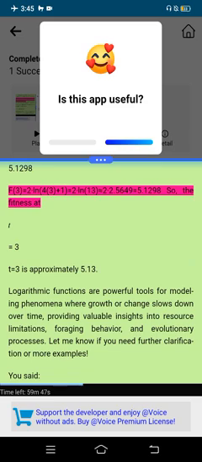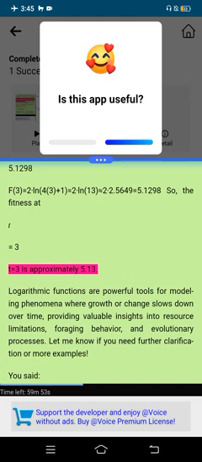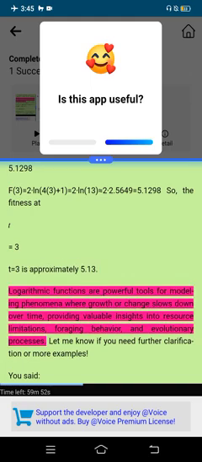F(3) equals 2 times 3 plus 1 equals 2. Logarithm of 13 approximately equals 2.5649. Times 2 equals 5.1298. So the fitness at t equals 3 is approximately 5.13.